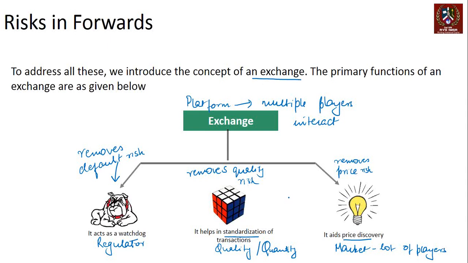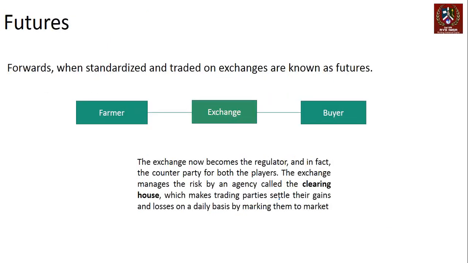If the entire market is trading on this exchange, then the price of rice that is determined on this exchange will probably be a better estimate of the price than if two parties were dealing with themselves individually, right? Now, the moment you bring an exchange into the equation, the entire discussion that we did in forwards changes to what is called a future, right? Forwards, when standardized and traded on exchanges, are known as futures.